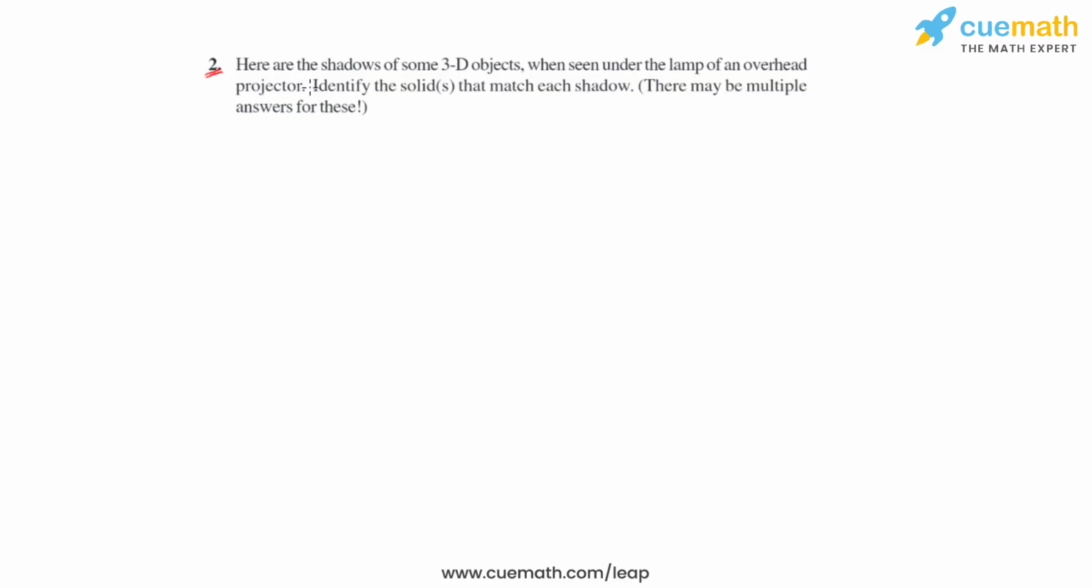In the second question of this fourth exercise, we have been given a few shadows of some 3D objects. These shadows are formed when these 3D objects are seen under the lamp of an overhead projector. So basically, we'll have to identify the solids that match each of these shadows. So let us see the first shadow on the canvas.